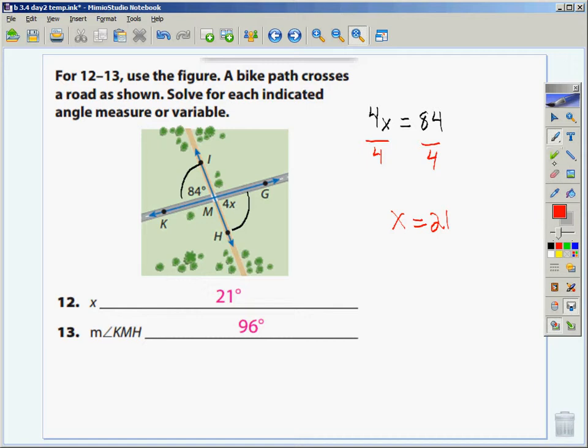When they're looking for KMH, they're looking for this angle right here. And if I put these two angles together, they should add up to 180 degrees. So if I take 180 and I subtract 84 from it, it would give me 96. Okay?